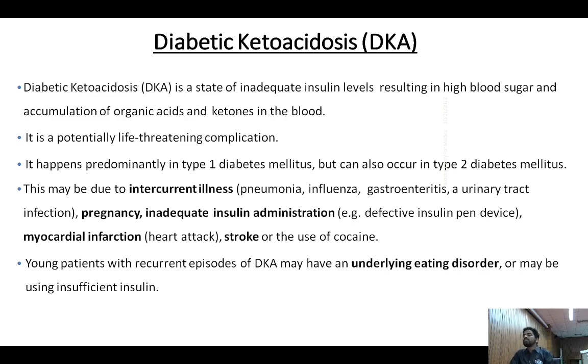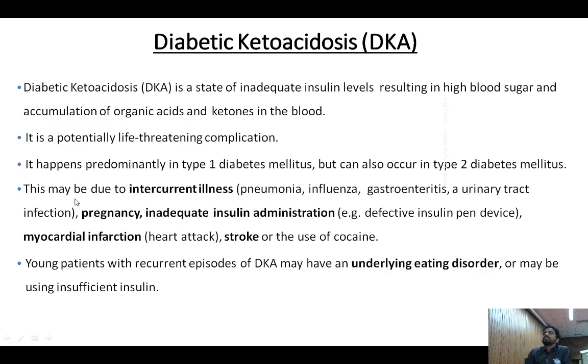But if insulin is low, more and more glucose will keep circulating in the blood, but that glucose will not be utilized for energy purpose. Because of the absence of insulin, more and more fatty acid will be broken down into ketone bodies also. So this is a very vicious cycle. This diabetic ketoacidosis is a potentially life-threatening complication. Why? We'll see. It happens predominantly in type 1 diabetes, but can also appear in uncontrolled type 2 diabetes.